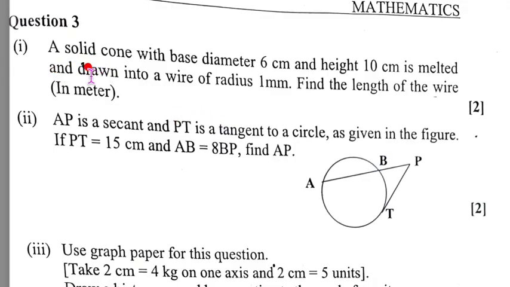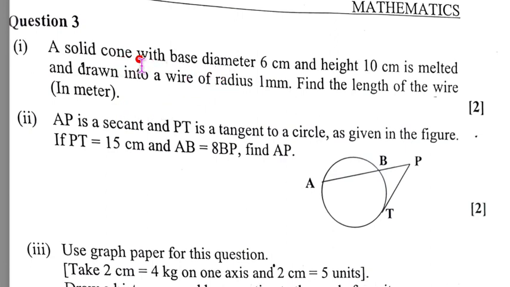Question number 3, the first part again for 2 marks, second one also is for 2 marks. A solid cone with base diameter 6 centimeters and height 10 centimeters melted and drawn into a wire of radius 1 millimeter. Find the length of the wire in meter.